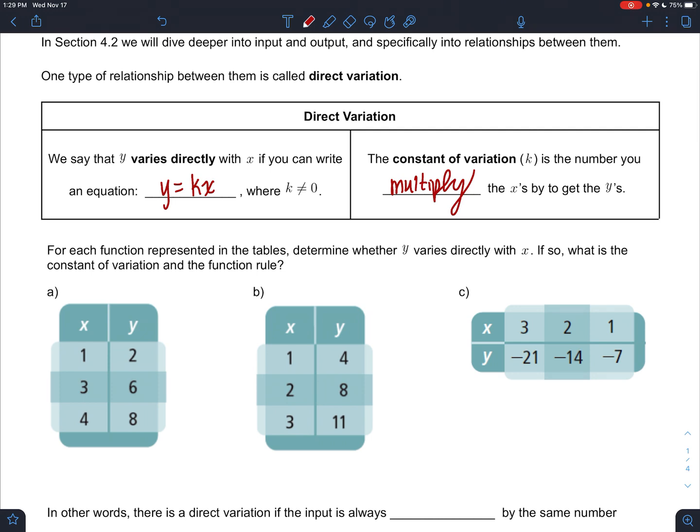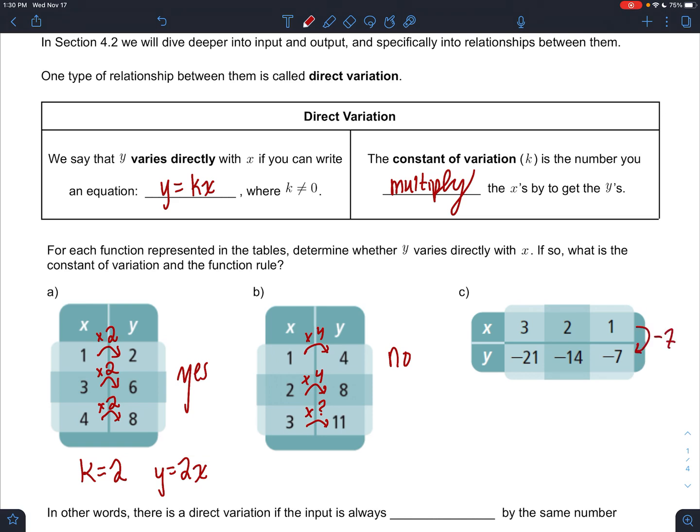So if we have a table of input-output, we're interested right now in how you get from one to the other. Is it always the same way? So that one's multiplied by 2. This one looks like it's multiplied by 4. But then we get to a point where I'm not sure what that number is. It's not 4. Yeah? So this means that k is 2. And the formula then would be y equals 2x. So this is a direct variation because it's always multiplied by the same number k. This one, though, is not, because it's multiplied by 4 sometimes, and other times it's multiplied by something different.